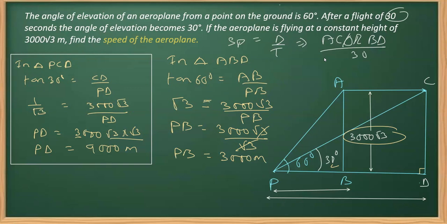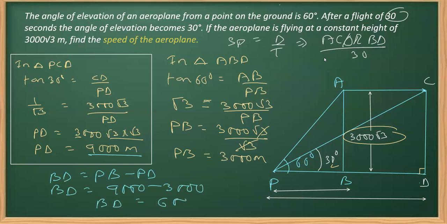Now, once we got the length of PB, as I said in the beginning, we'll be getting the length of BD, which is PD minus PB. So the length of PD is 9,000 and PB is 3,000. So finally, the length of BD will be 6,000 meter.